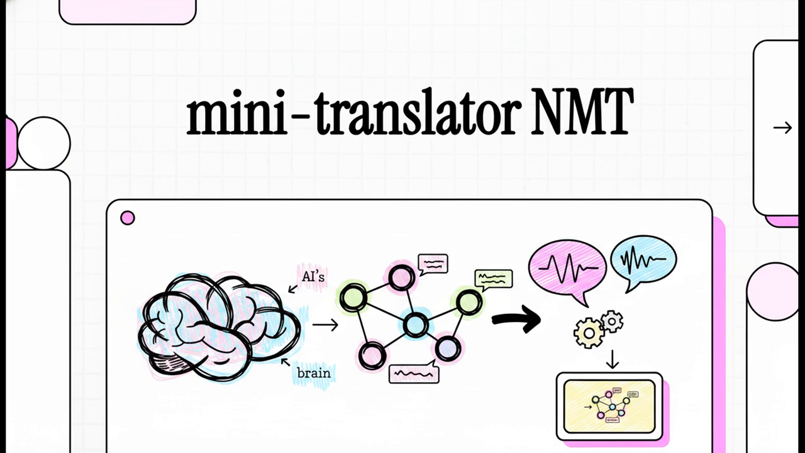We are looking at a really cool project called the mini-translator. It's a neural machine translation model, or NMT, built completely from scratch. And by looking at this beautifully contained little project, we get this incredibly tangible, visual way to understand the exact mechanics of how artificial intelligence processes, maps, and translates human language. Today, we're going to see exactly how that neural machine operates.